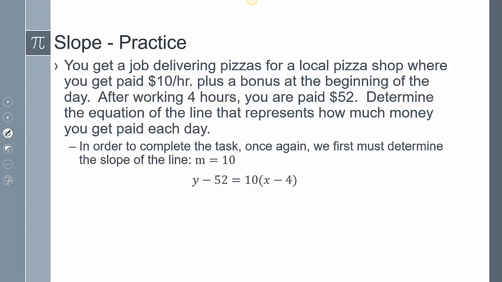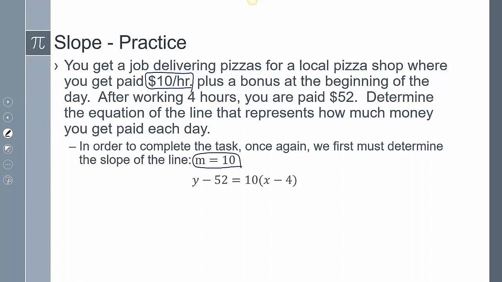Now let's look at another problem here. The only reason why I wanted to add this problem is just because we can analyze it in terms of point slope. So it says you get a job delivering pizzas at a local pizza shop where you get paid $10 an hour plus a bonus at the beginning of the day. After working 4 hours, you are paid $52. Determine the equation of the line that represents how much money you get paid each day. So with this information, getting paid $10 an hour, that's technically my slope, because for each hour that passes, I get $10. And so I can say that my slope is going to be 10.